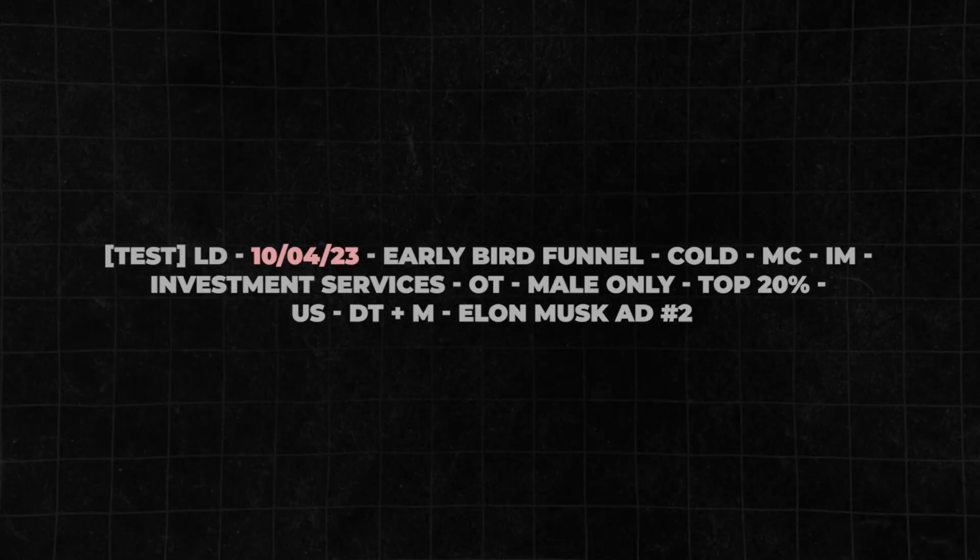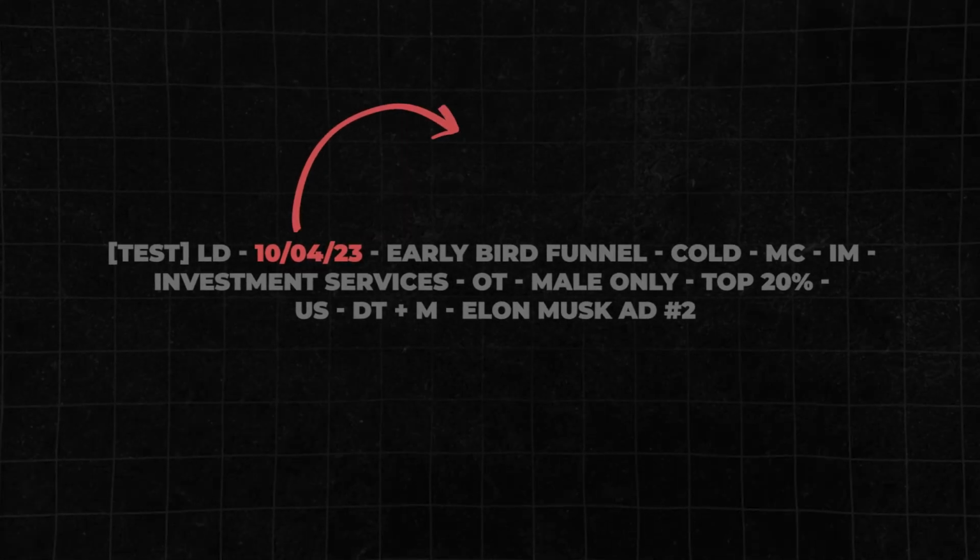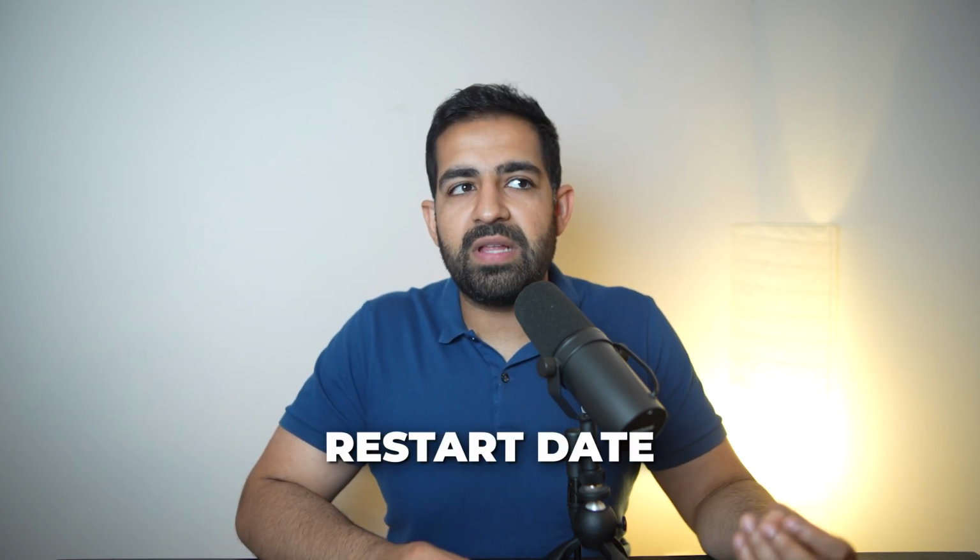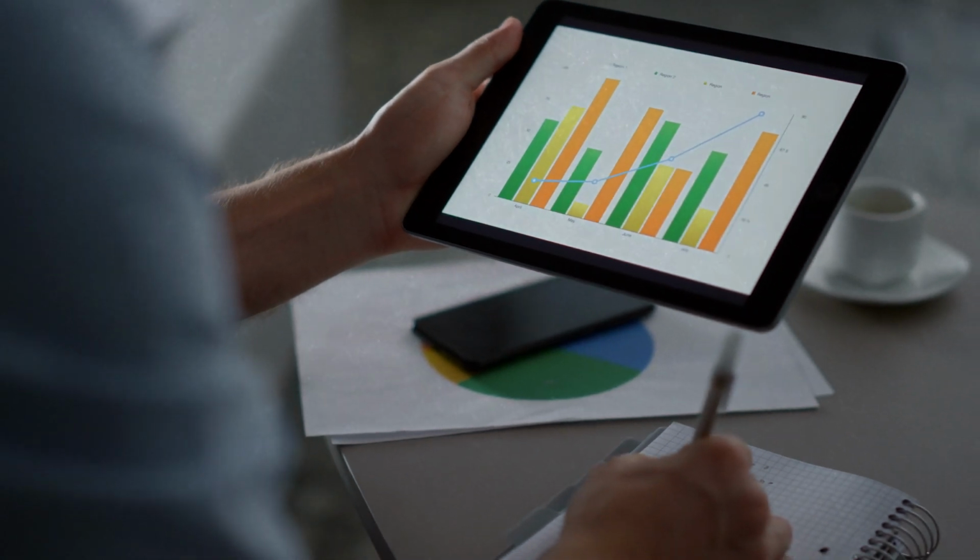Next up, we have date, and this is the date at which we first launched the campaign. Now, if we do end up turning a campaign off and then restarting it, we will also have a restart date, but this is a great way to see a campaign's performance over its entire life cycle. So we like to put this in here.